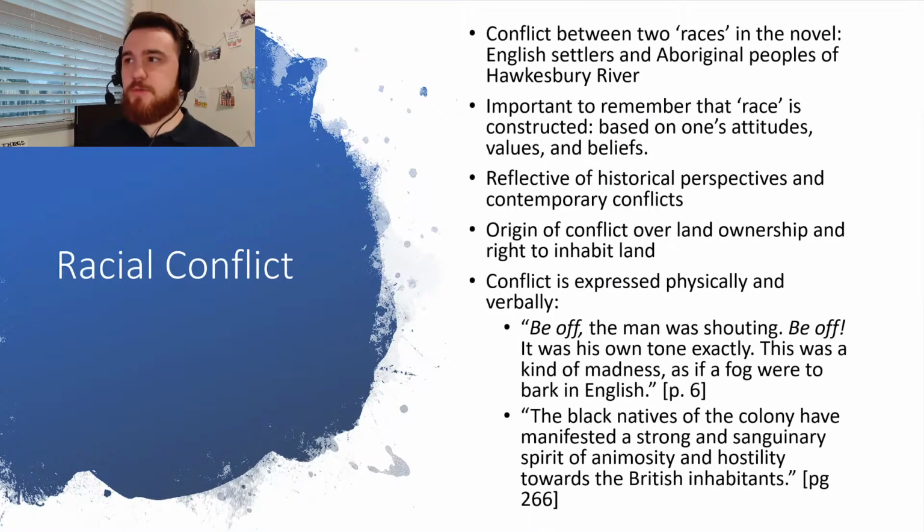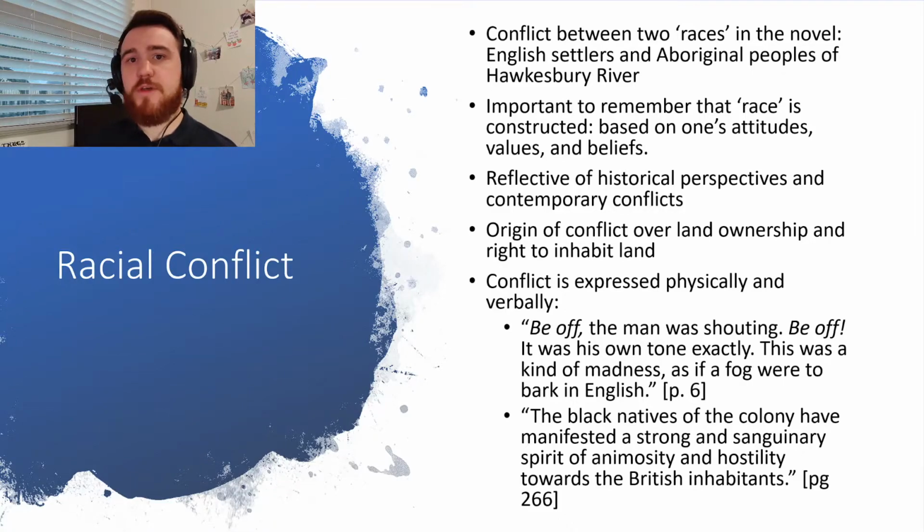So, this is conflict between two races in the novel, the English settlers and the Aboriginal peoples of the Hawkesbury River. And I think it's really crucial for us to remember that race is a construct of society. So, it's based on one's attitudes, values, and beliefs. And that's the idea of race, that people look at others and they see a race purely based on their background and their upbringing. Because we are all one race, right? So, therefore, it's reflective of historical perspectives and even contemporary conflicts in our society, as we're seeing currently in America and all over the world.